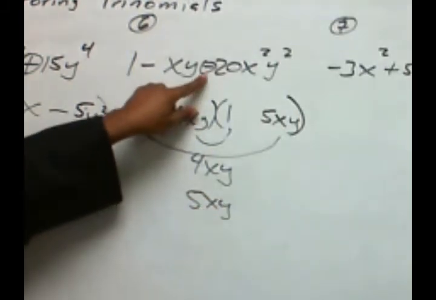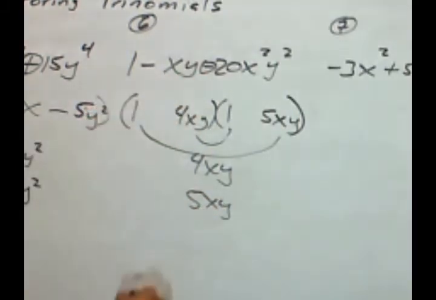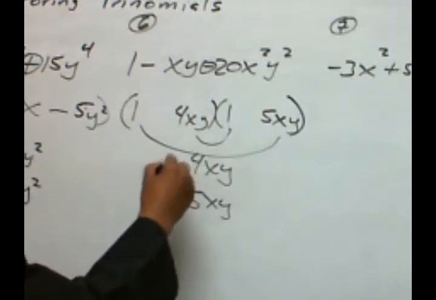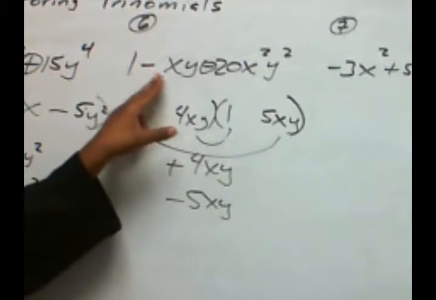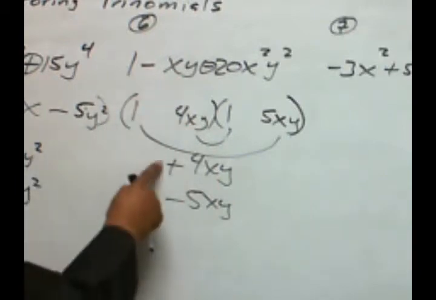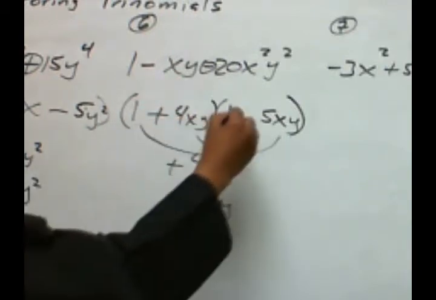And if the signs have to be different, how do we get a negative xy? With a positive 4xy and a negative 5xy. That'll give us our negative xy. So positive, negative, positive, negative.